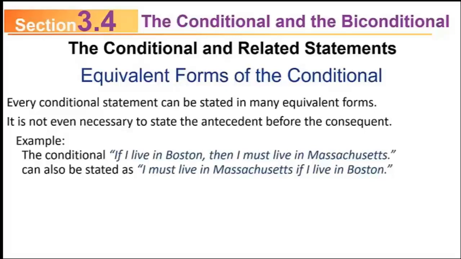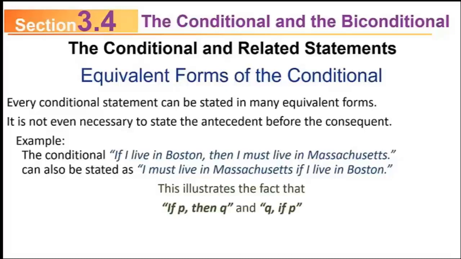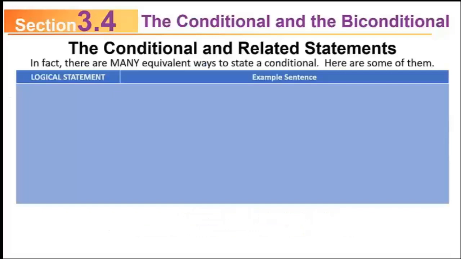For example, the conditional, if I live in Boston, then I must live in Massachusetts, can also be stated as, I must live in Massachusetts if I live in Boston. That's a perfectly equivalent way of stating that conditional. This illustrates the fact that if P, then Q, and Q if P are equivalent ways of writing the same conditional statement. I want to list several logical equivalents to that and give you an example of each.